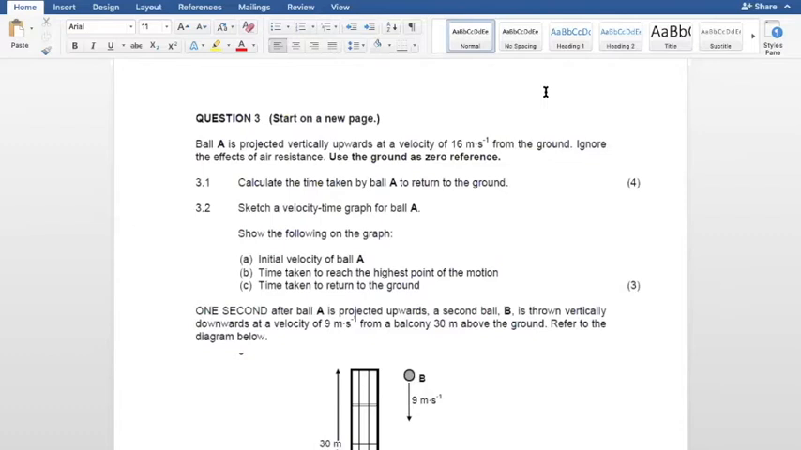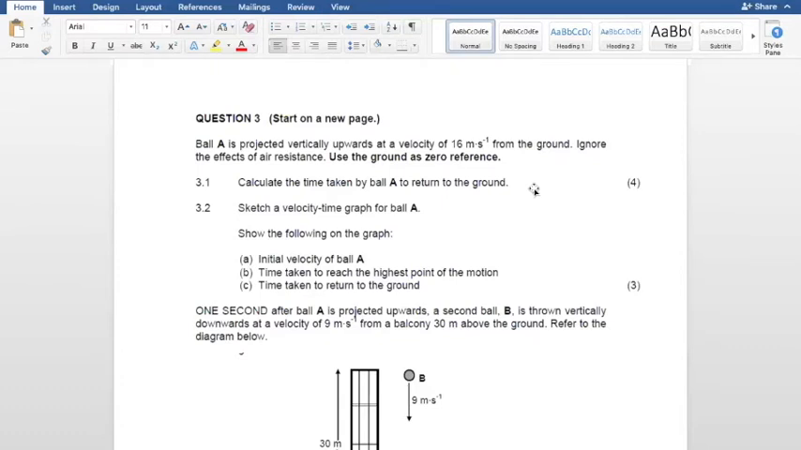Today we're looking at a question from one of the past papers, and it's a question that has two balls that are thrown at the same time. They don't usually ask this in a hurry, but nothing stops them from asking it as a level 3 or level 4 question. All right, so let's look at this question.